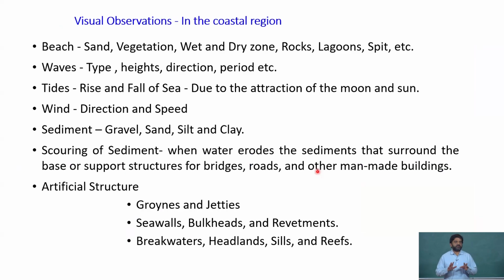Just to put it out to you, when you walk into a coastal zone, what all could you visually see? You can probably see the beach, you can see sand. In some places you find rocks, some places you find sand, you would find vegetation, you would see areas where the water has run up and it is wet and some part is dry. You see some small backwaters getting formed. Similarly, there are different things you generally visually observe.